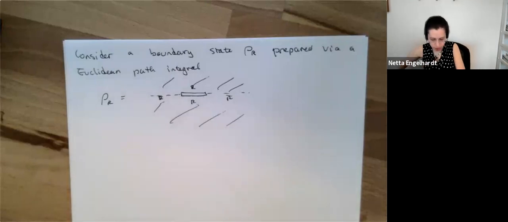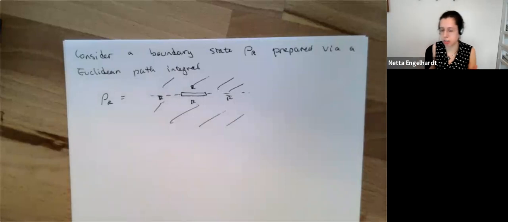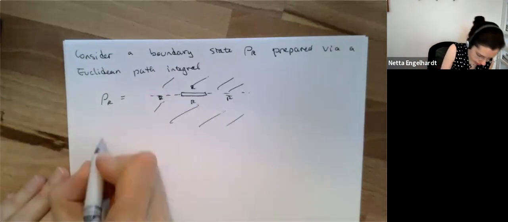So we have some state in the CFT, prepared in this way. Now, it's not necessarily the case that this is normalized. So let's normalize it. I'm going to drop the R.